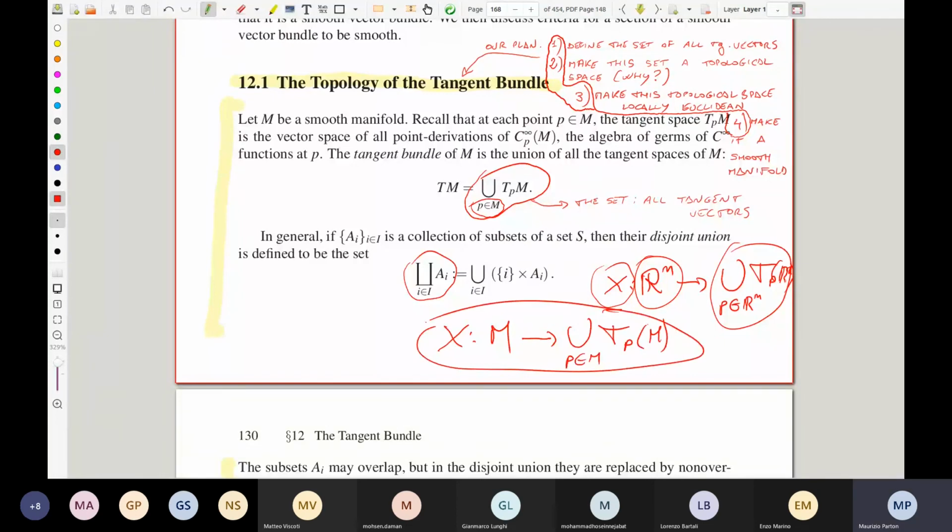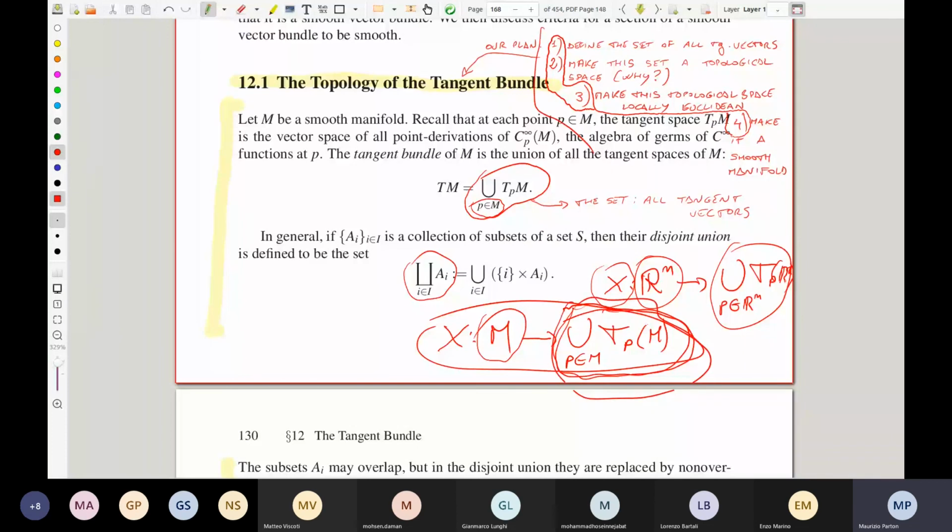What do you need in order for this to work? To be able to speak about smoothness of this map, you need this to be a differentiable manifold. And you need this to be a differentiable manifold too. But this is, for the moment, just this union of sets. So you need this to be a differentiable manifold. This is the topic of this section, the last part of this lecture. Okay, and we have a plan for giving this a structure of manifold. The plan is this.